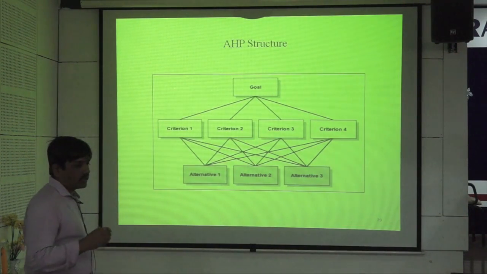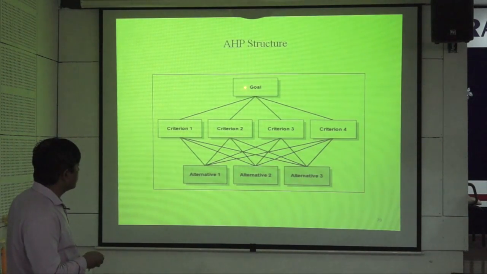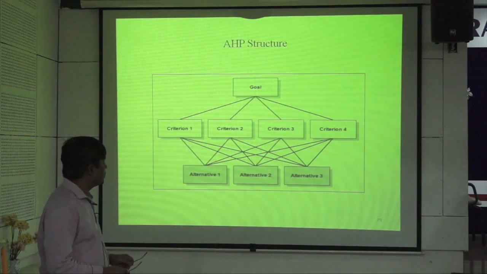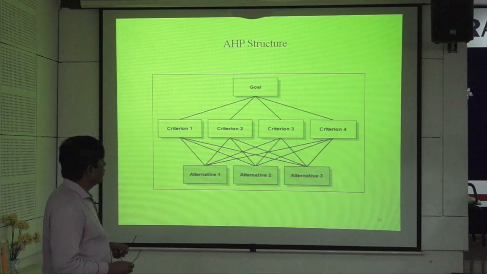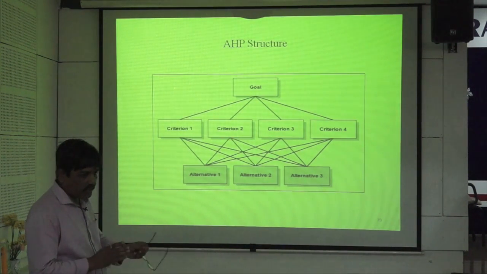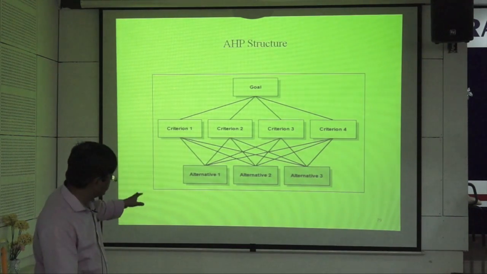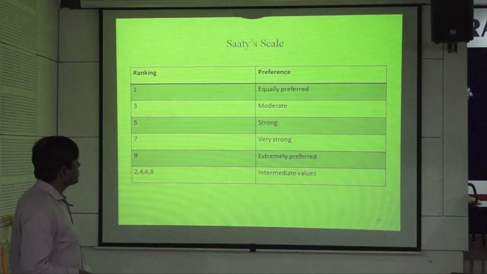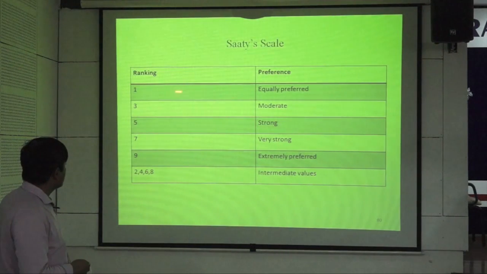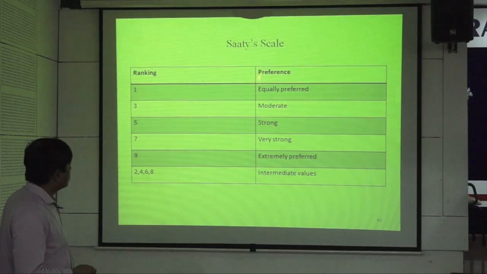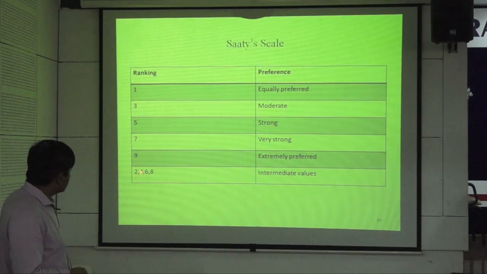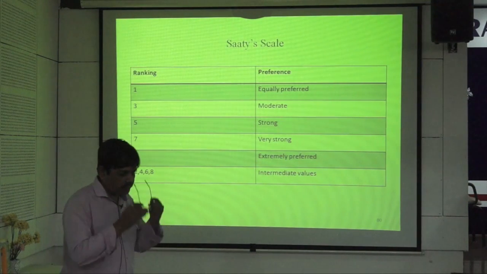The problem is divided into hierarchies. The goal will be at the topmost level. These are the criteria, these are the alternatives. Even we can go for more levels. Basically, AHP works on the principle that if we can put all the elements in a structured manner, we can analyze them in a better way. So this is how the AHP structure is. This technique was basically suggested by Saaty, and he has also suggested this scale. This scale is called the Saaty scale. These numbers show the preference of one factor over the other. These are called the priorities.